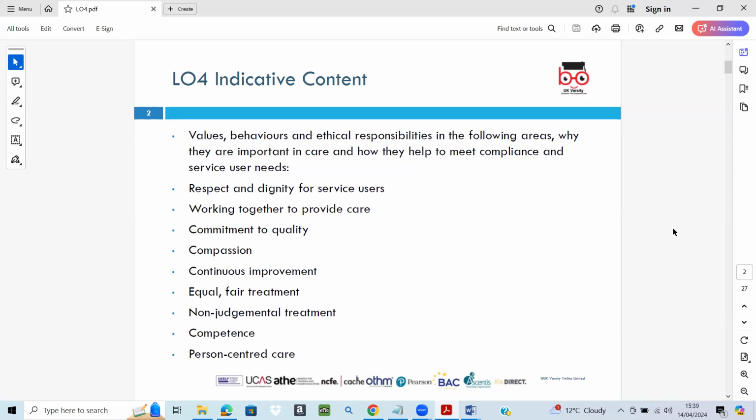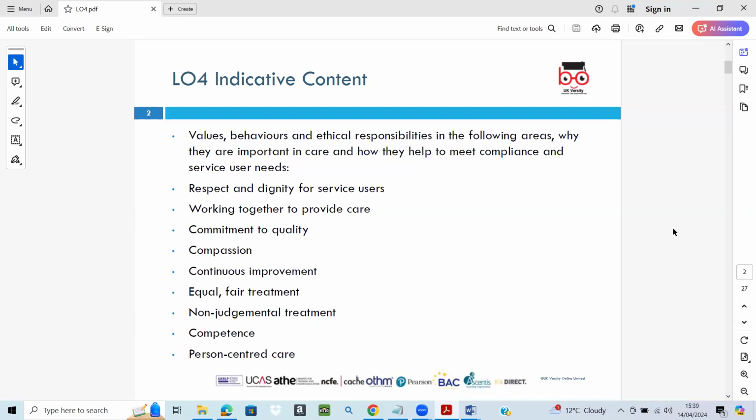So the next we have is compassion. Okay. So why compassion? Compassion is a critical behavior in social care because compassion involves empathy and caring actions towards service user. It supports emotional well-being and helps in building trust, crucial for effective care.